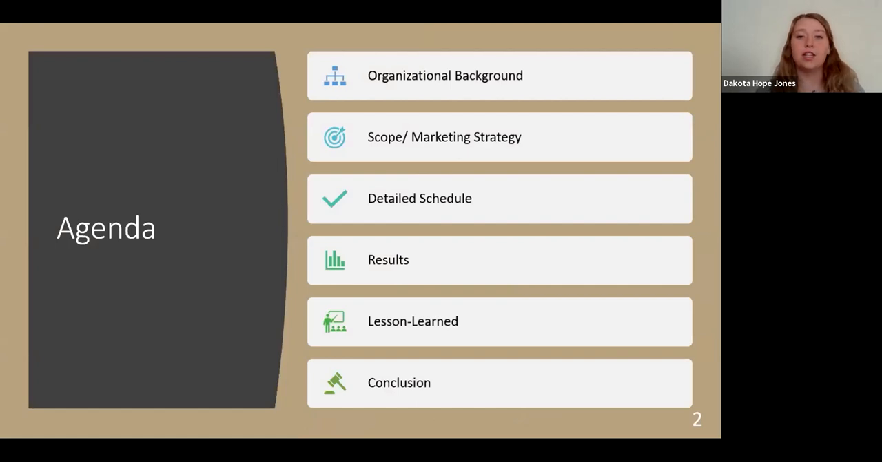So we are Team 2, and we worked with Armor, Casket, and Sales. I'm Dakota Jones. I was the team lead, and my partner was Cade Self. He was in charge of marketing research. For our presentation today, we're going to go over the organizational background, then the client problem, scope, and marketing strategy. We'll go over the detailed schedule, our results, some lessons learned, and our conclusion.